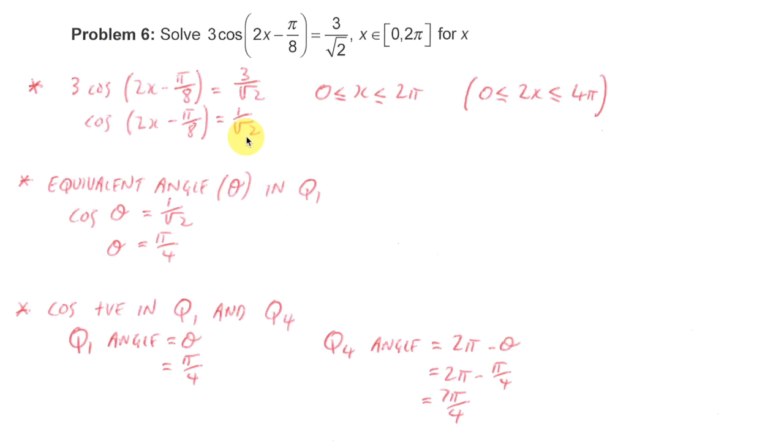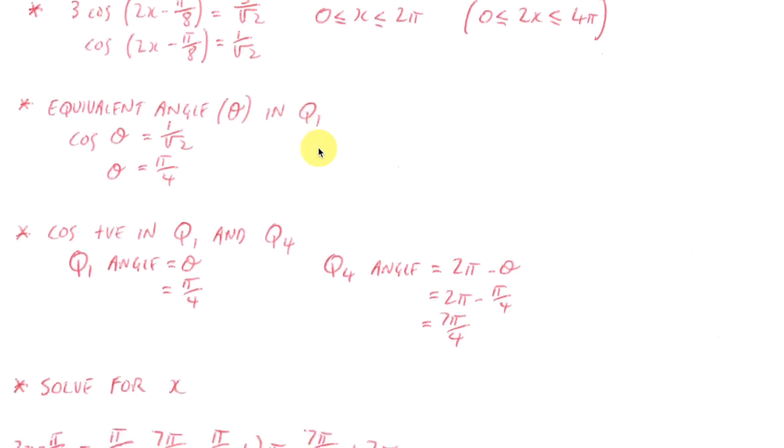Cos of this complicated expression for the angle is equal to 1 over the square root of 2. Let's work out the equivalent angle in the first quadrant. So it's not specifically of x, it's just cos of an angle equaling 1 over the square root of 2. Let's work out what that angle is. So cos theta equals 1 over the square root of 2, and using my exact value triangles, I'm easily able to work out that that angle is pi on 4.